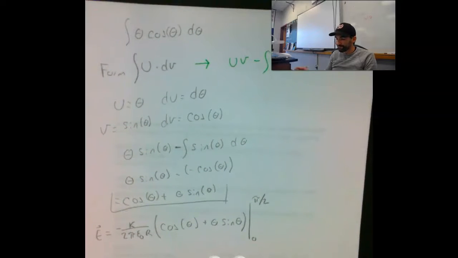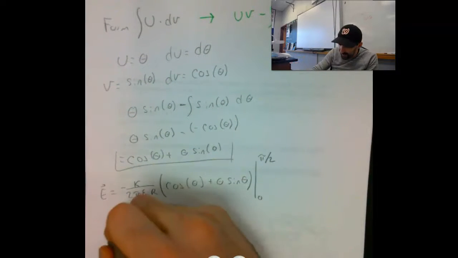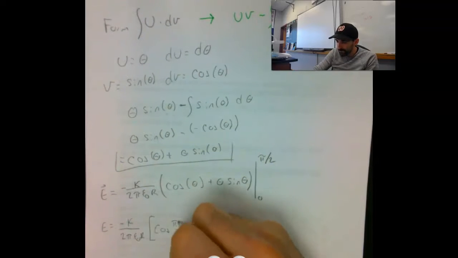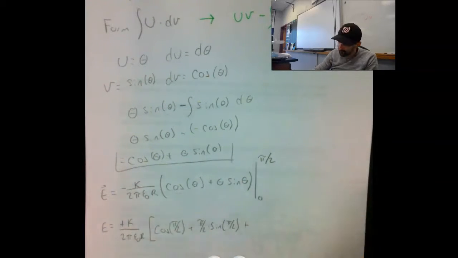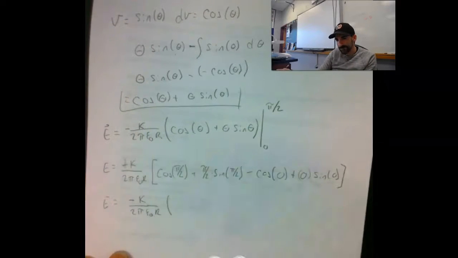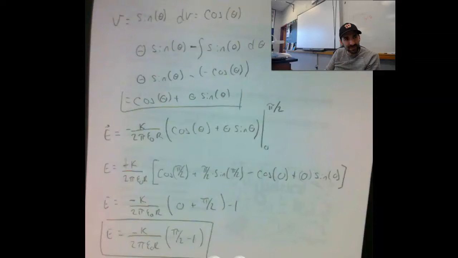From here, it should be a trivial substitution. I guess I can just keep going through it because I'm almost done. We should get my electric field is equal to, and there is my electric field: negative k over 2 pi epsilon naught r times pi over 2 minus 1. All really complex stuff that we tried to do in the simplest possible manner.